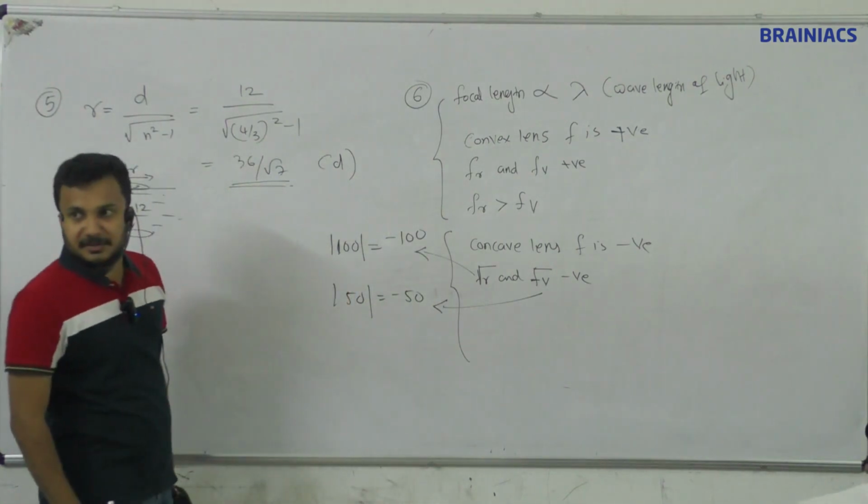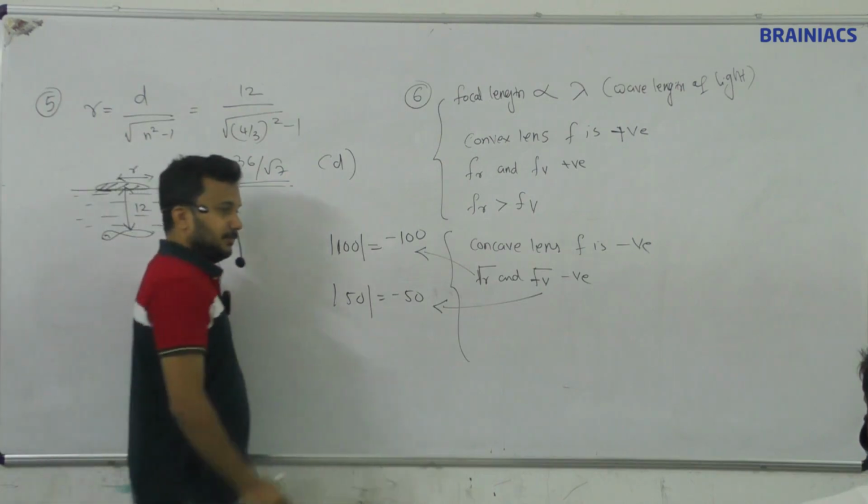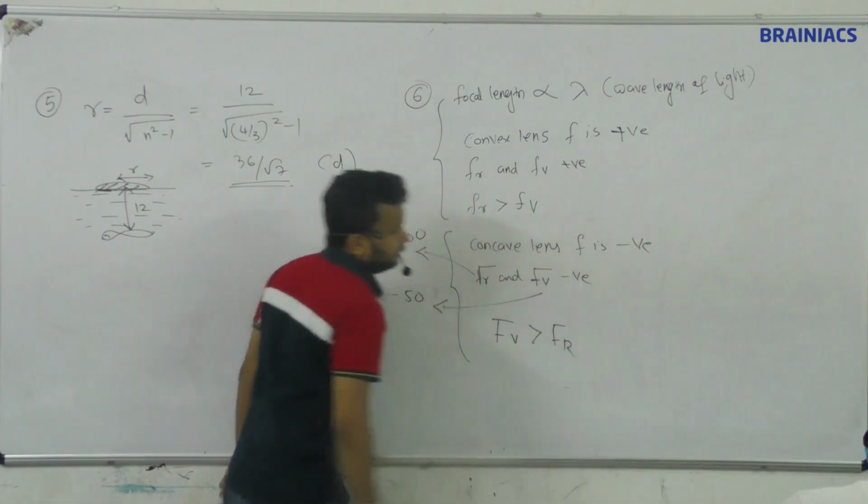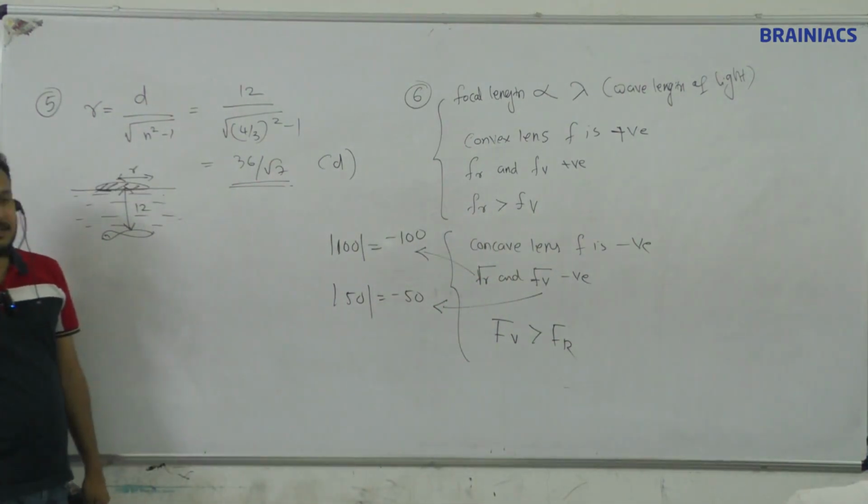So which one will be higher? Minus 50 will be higher, which means fv is higher than fr. fv is higher than fr.